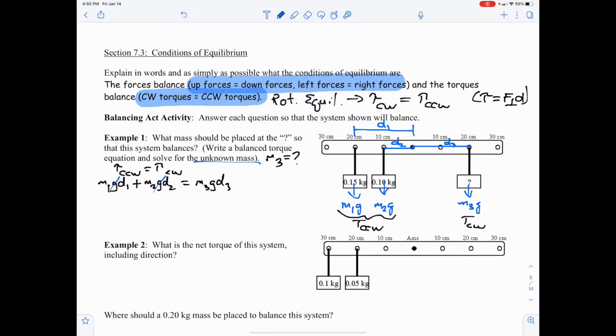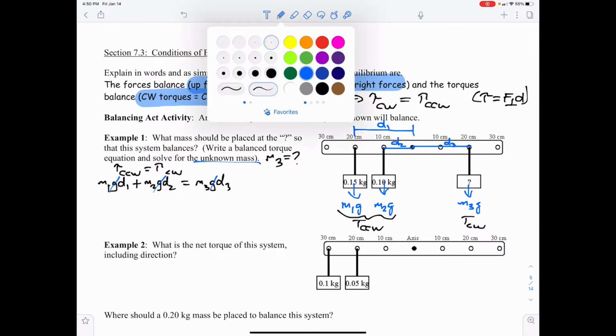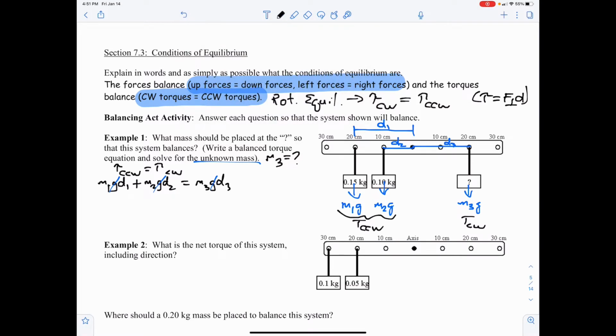Notice the g's will cancel because there's a g in every term, and you are looking to solve for M3, which means you have to divide away the D3. So it's M1 D1 plus M2 D2 over D3. Go ahead and plug into that.